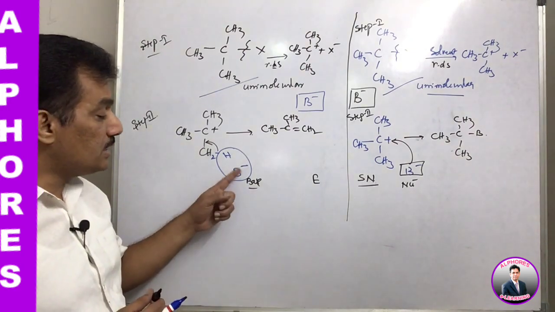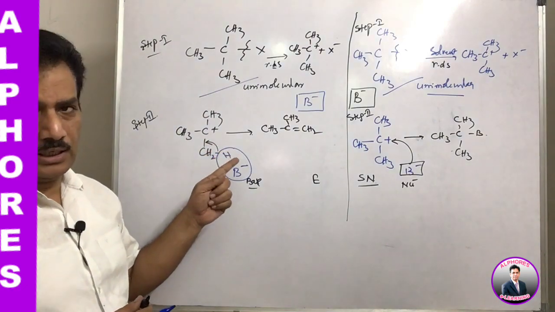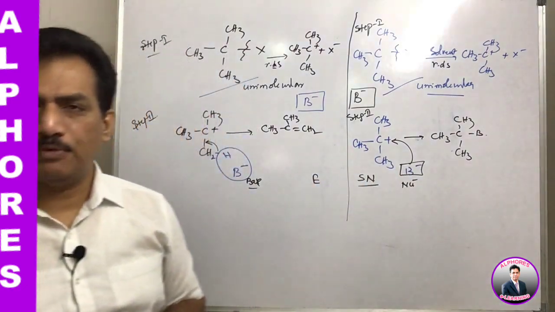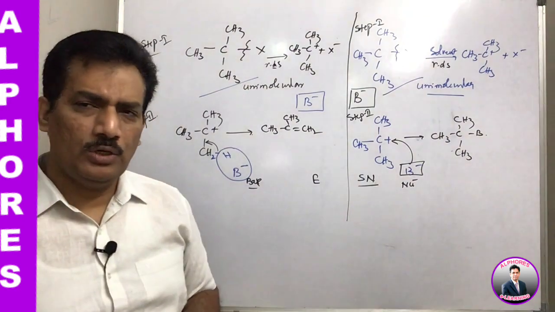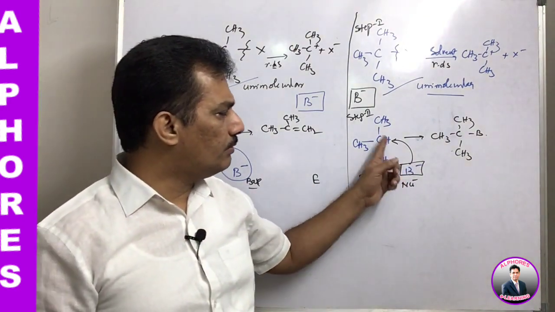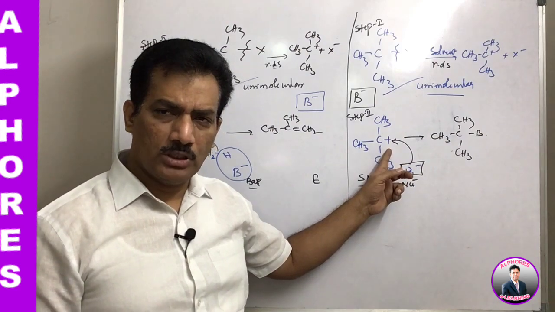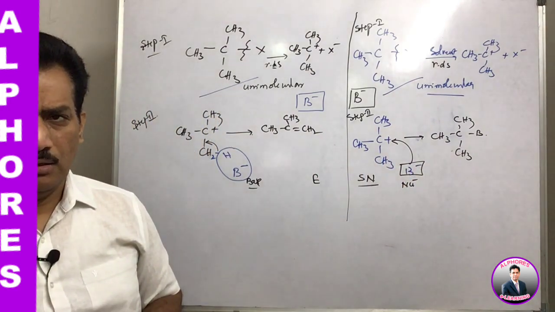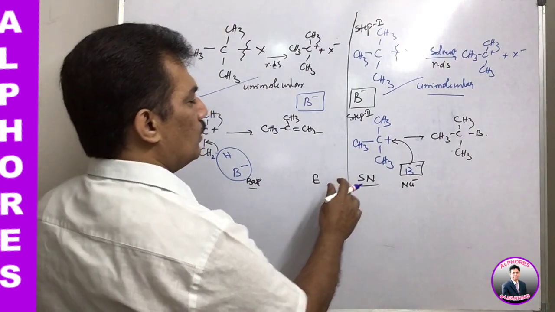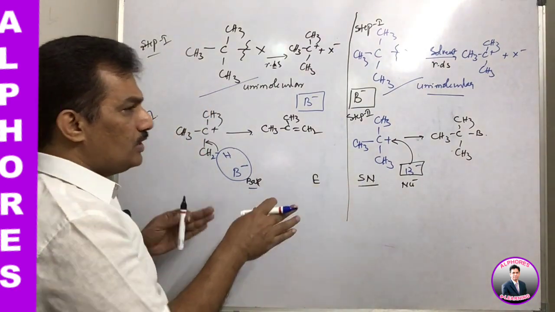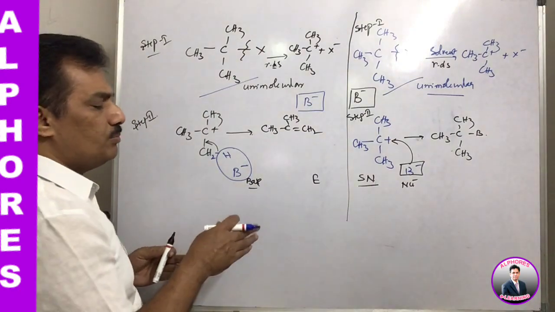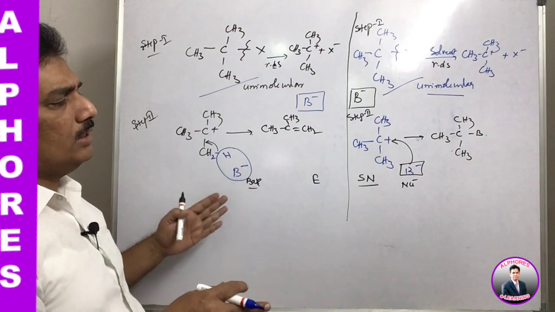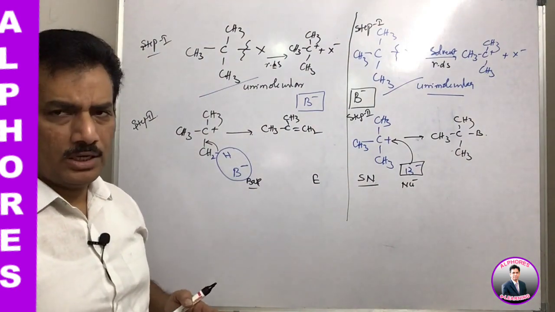Clear? But that base nature is observed in the second step, and if it is unable to abstract H plus from beta carbon, then what is it doing? Simply it gets attached to the positive charge carbon, that is nothing but it is behaving like a nucleophile. Now step 2 gives the information related to whether B minus is a base or a nucleophile. With that we can observe what reaction happened.